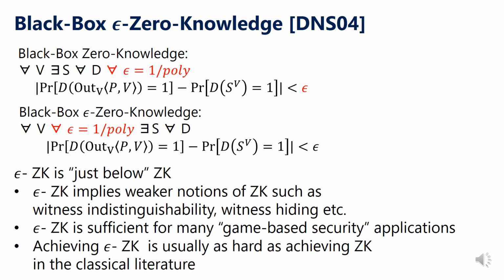However, we believe that epsilon zero-knowledge is just below zero-knowledge due to the following reasons. First, epsilon zero-knowledge implies weaker notions of zero-knowledge, such as weak distinguisher-dependent simulation, weak witness hiding, etc. Second, epsilon zero-knowledge is sufficient for many game-based security applications of zero-knowledge proofs and arguments. And third, achieving epsilon zero-knowledge is usually as hard as achieving zero-knowledge in the classical literature. So we believe that epsilon zero-knowledge is a very mild relaxation of zero-knowledge.